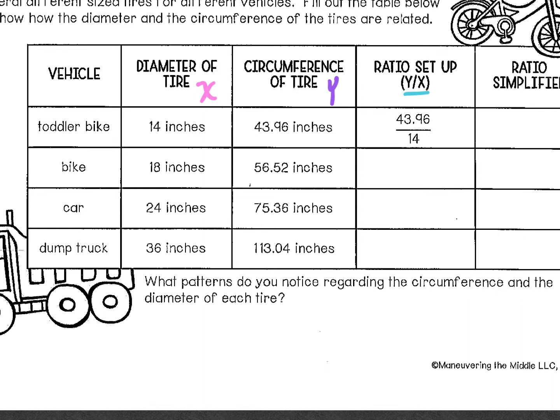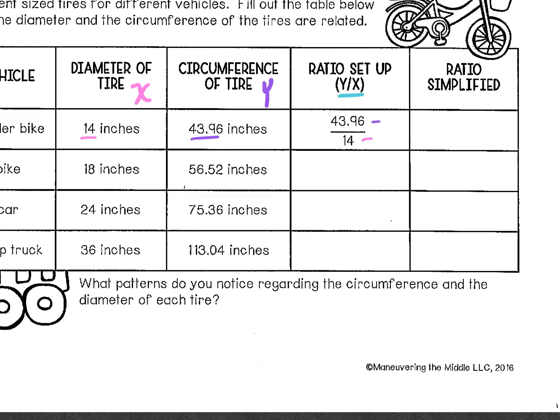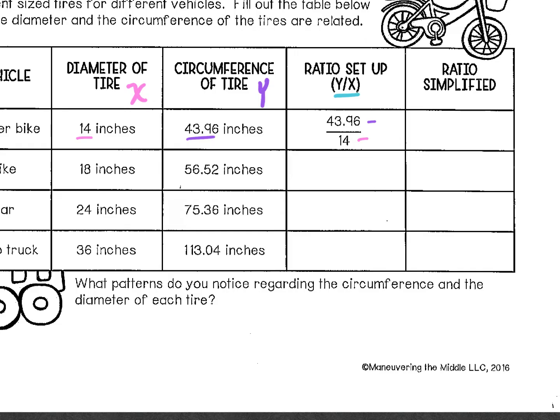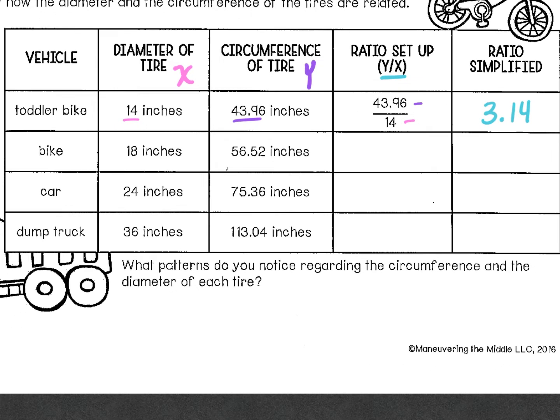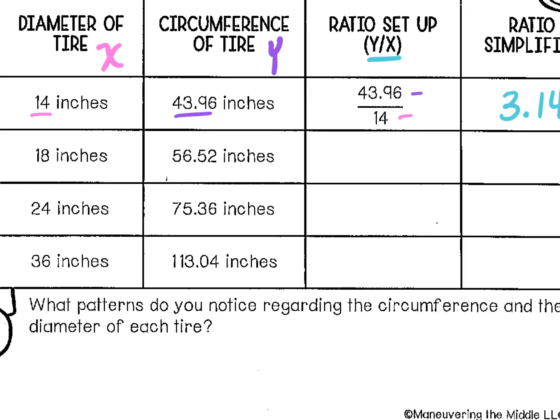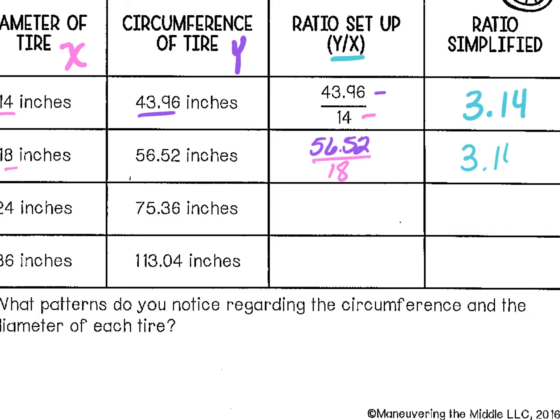So we take 43.96 and divide it by 14. Let's do that in our calculators. When you do that, you should get about 3.14. That's a toddler bike. Now, if we talk about a bike, we take the circumference of the circle, 56.52, and divide it by the diameter, 18, plug that into our calculators, and we will get 3.14.